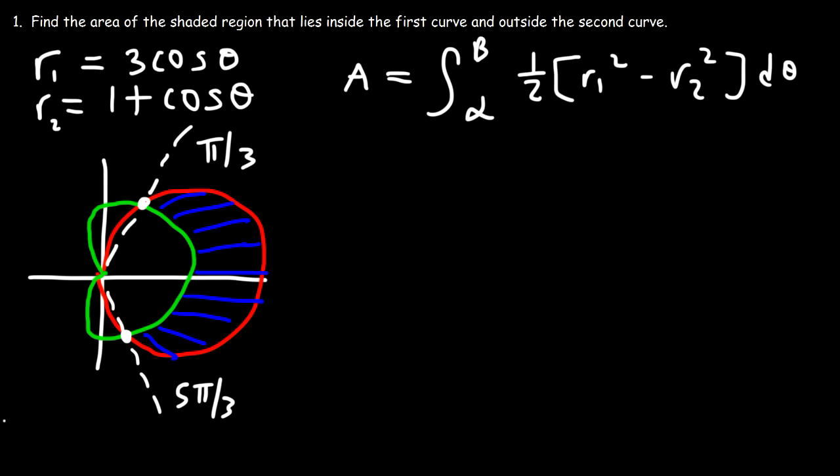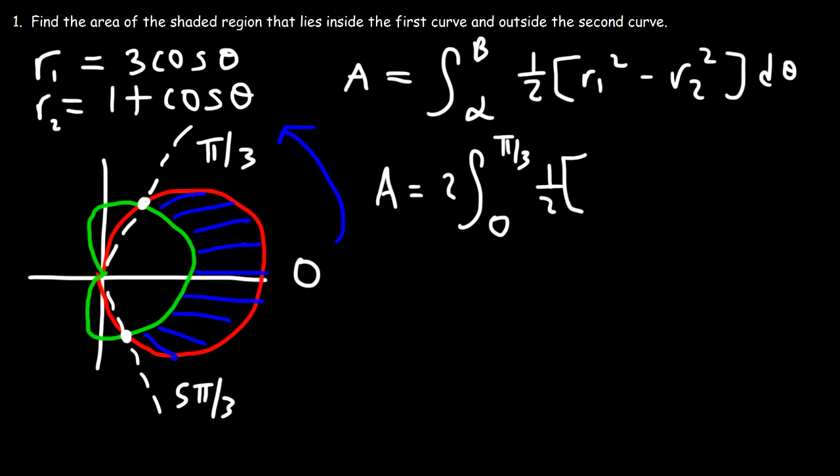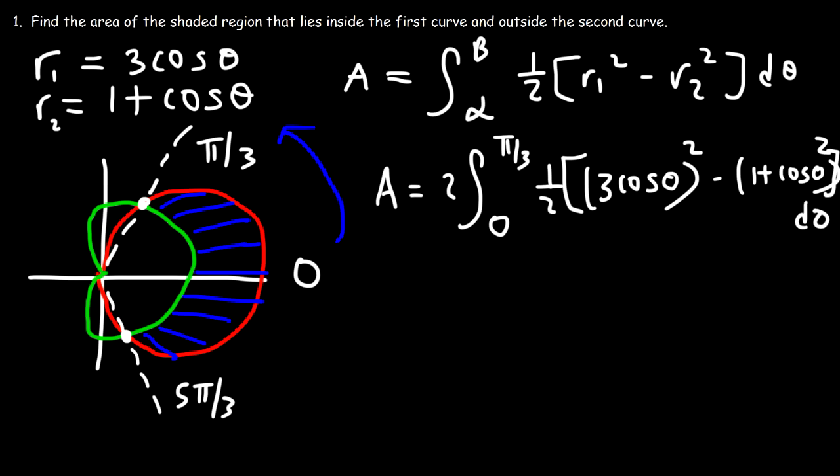So the best thing to do is to start at 0 and go to pi over 3 and double your answer, because there's symmetry in these two graphs. So we're going to say that the area is 2 times the integral from 0 to pi over 3, and then 1/2 r1 squared, so that's 3 cosine theta squared, minus r2 squared, so 1 plus cosine theta squared, and I'm running out of space, d theta. So at this point, we no longer need this information.